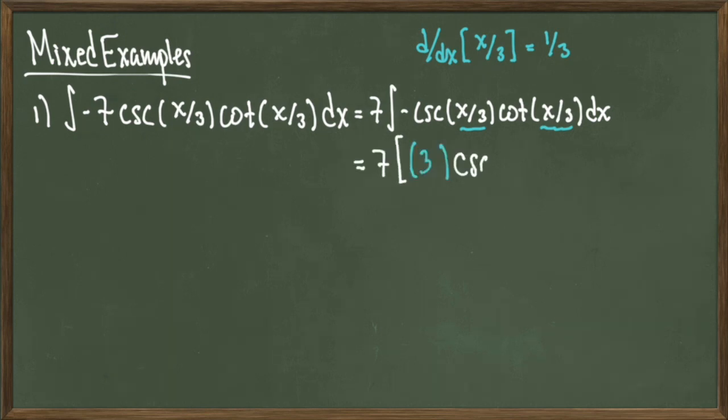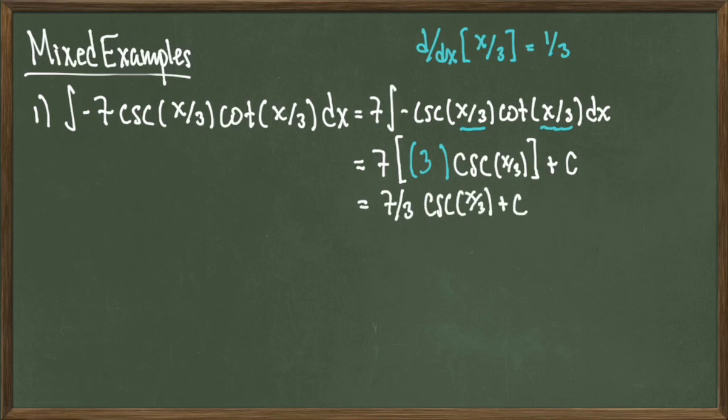Now, similar to how we did in the previous example, we need to add in the inverse of 1/3, which is 3, to compensate for the loss of this. Again, this is like the chain rule in reverse. Notice that if I took the derivative of 3 times cosecant of x over 3, I would still end up with minus cosecant x over 3. Therefore, my final answer becomes 7/3 cosecant of x over 3 plus c.